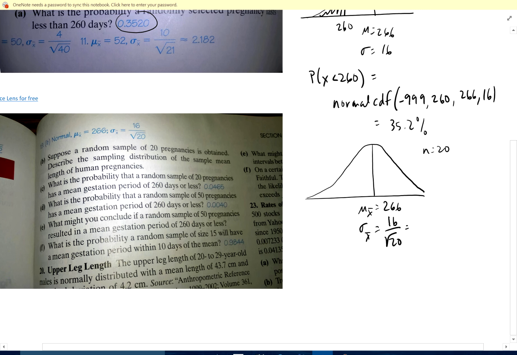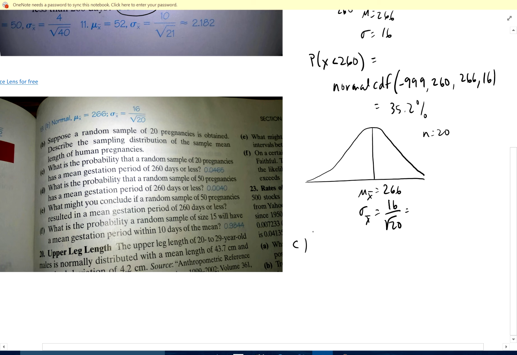Now C. What's the probability that a random sample of 20 is less than 260? Okay, so probability that x bar is less than or equal to 260, or less than, it's the same way either way. That's this area. So we're going to do that the same as above, normal CDF, except the standard deviation is the only thing that will change. So if you do that, you will get 4.7%. So a much smaller chance of getting an average of 20 less than 260 than getting 1 less than 260.